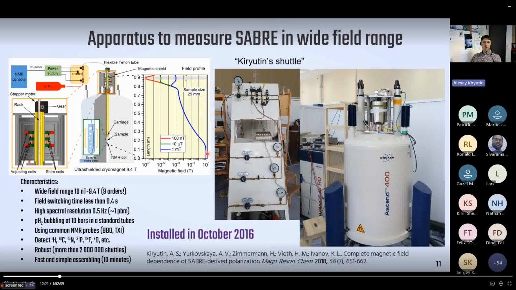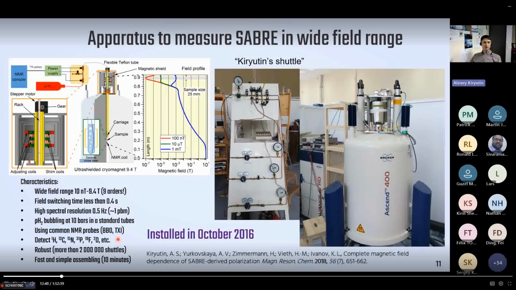A special adapter for a screw cap NMR tube, equipped with Teflon tubes, allows us to bubble the solution under pressures up to 10 bars. The gas system enables sequential delivery of 3 different gases. From the NMR side, we can use standard TXI and BBO probes while keeping high resolution and reproducibility. The setup is highly robust.